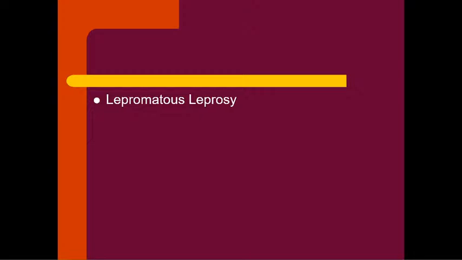So, that's lepromatous leprosy. Lepromatous leprosy is basically the fulminant appearance of lesions, right? It's almost the last stage. Of course, the last stage is organ failure. But in lepromatous leprosy you're going to see a lot of lesions, where you really look like you have leprosy. Okay? That's lepromatous leprosy.